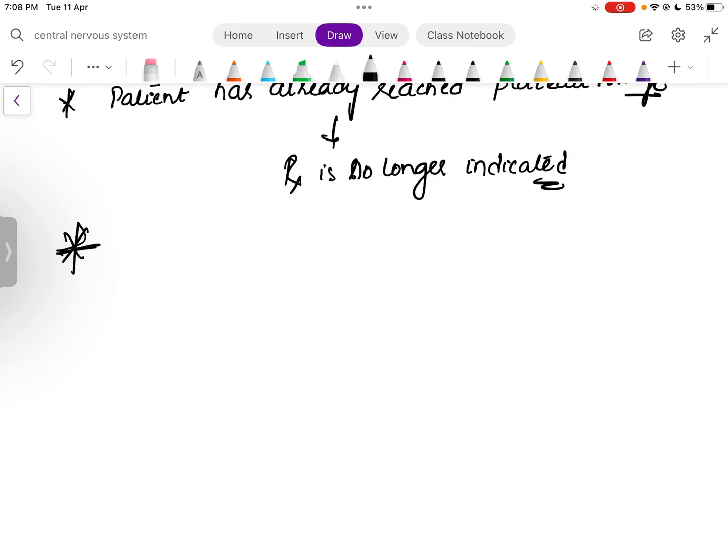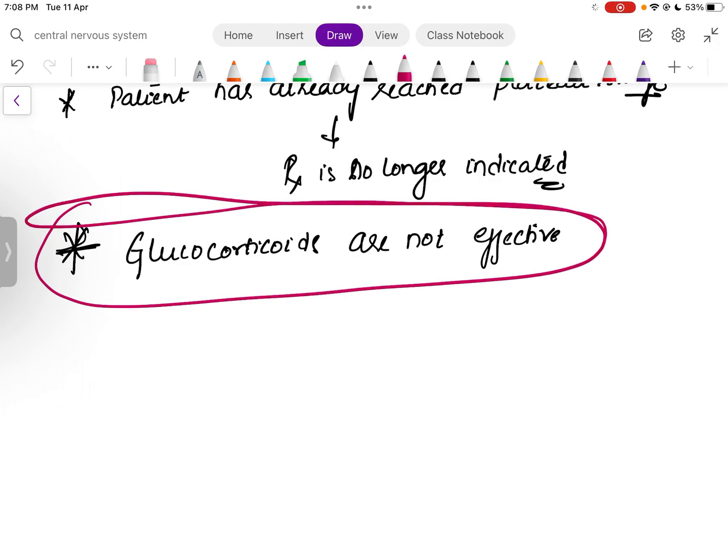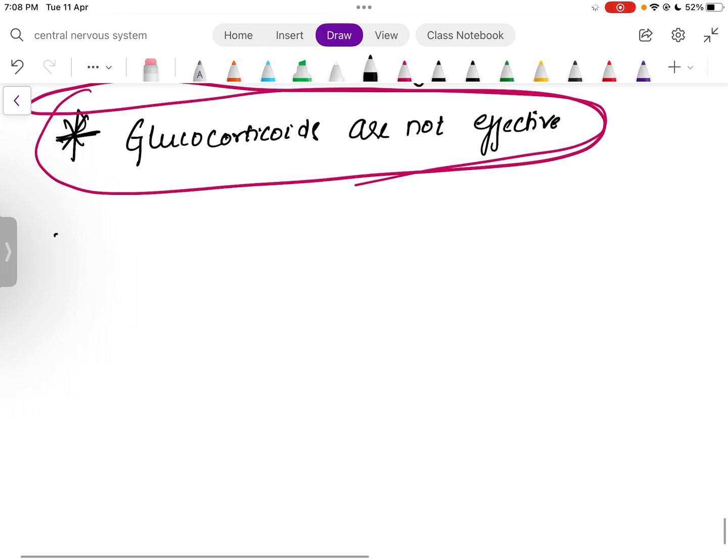And you have to remember that in Guillain-Barre syndrome, glucocorticoids are not effective. This is the thing you have to remember. Glucocorticoids are not effective.